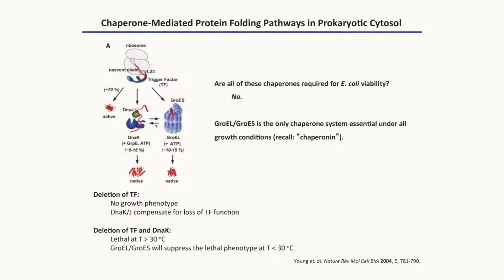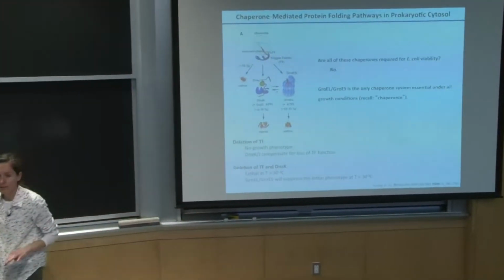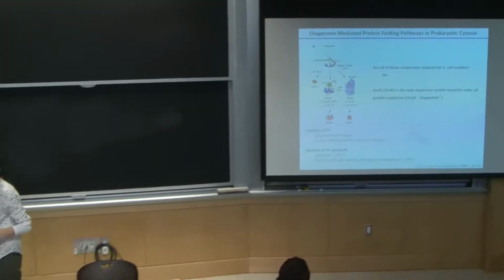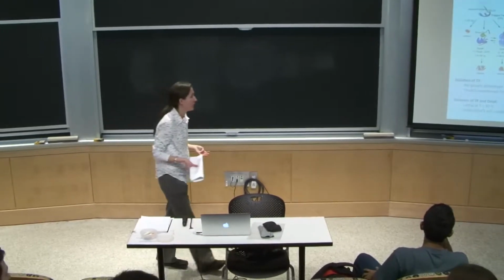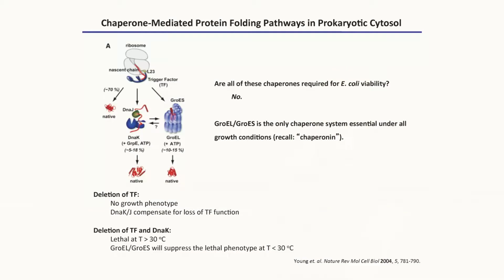What happens if certain ones are deleted? So just to reiterate, not all of these systems are required for cell viability of E. coli. It's only GroEL, GroES, right? So you might ask, if trigger factor or DnaK or DnaJ is deleted, what happens in the cell to keep things functioning properly?